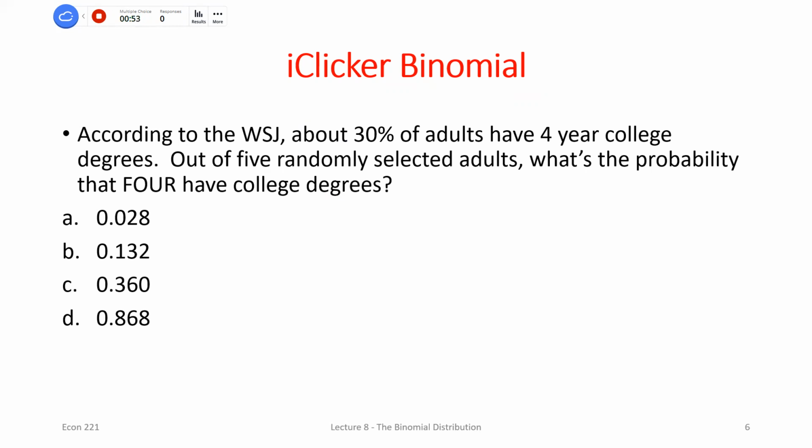So what's n? We're still asking 5 people, right? It's the same setup we had before. The probability any one person has a college degree is 30%, so a probability of 0.3.